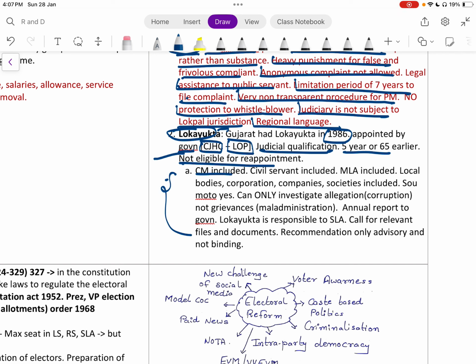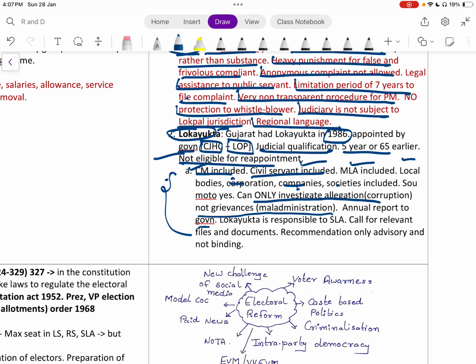I still will read it. Chief Minister included, civil servants included, MLA included, local bodies, corruption, companies, corporations, societies included. Suo motu, yes, can only investigate allegations of corruption, not grievances. So that is the maladministration.